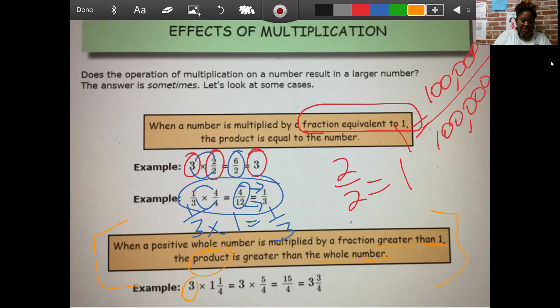So you're multiplying by 3, and you're multiplying 1.25, 1 1/4, by 3. So my answer is going to be greater than 3 because I'm multiplying it by a number that's greater than 1. Okay? If the number that I'm multiplying by is greater than 1, then my answer is going to be bigger than the number that I started with. Okay? All right, so take a picture, whatever you need to do, and I'm going to move on.